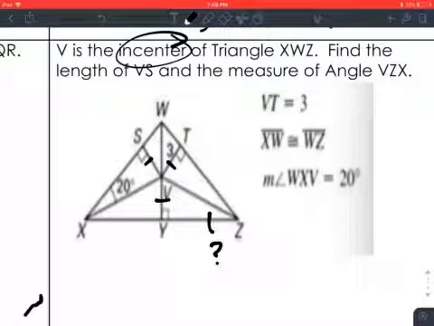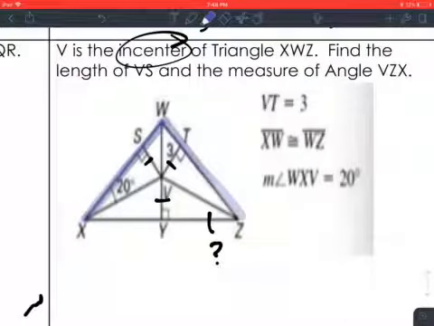So this is what we're trying to find right here, okay? And we're actually going to be using some information from last chapter. So what I want you guys to notice right here is that we know that XW is congruent to this YZ from our given information, okay?